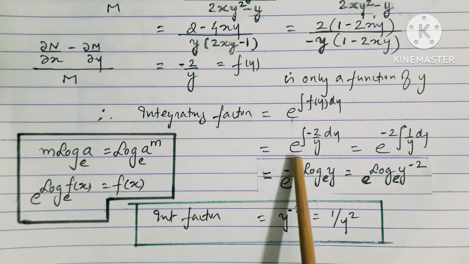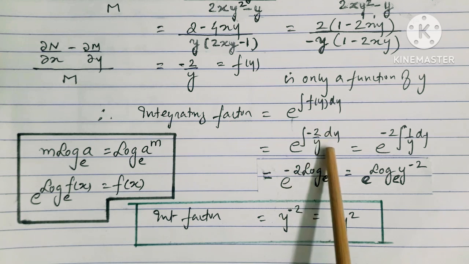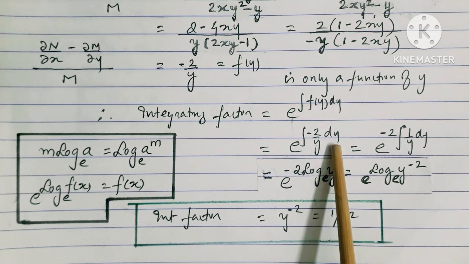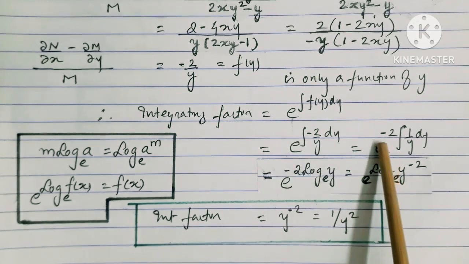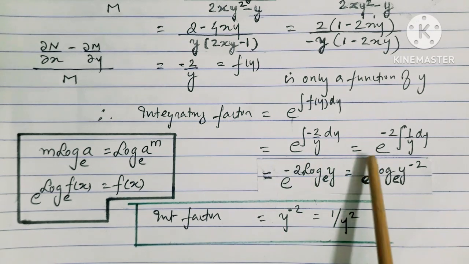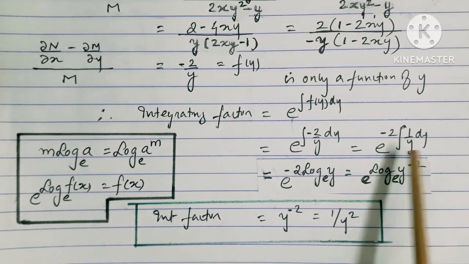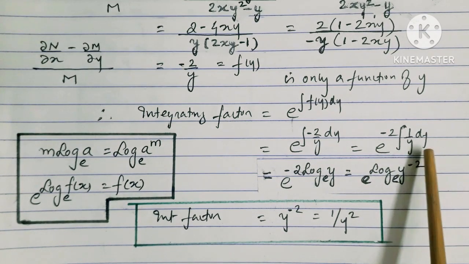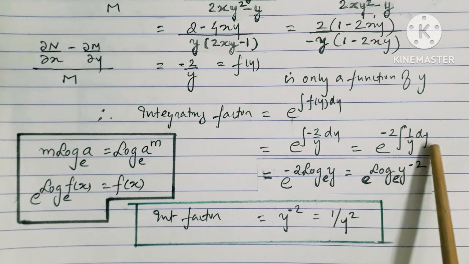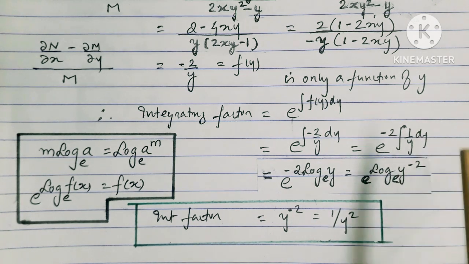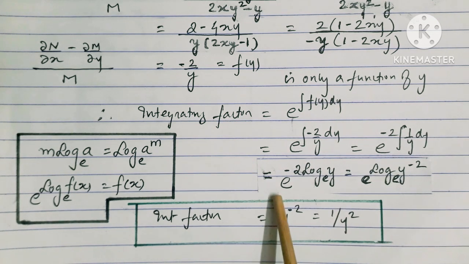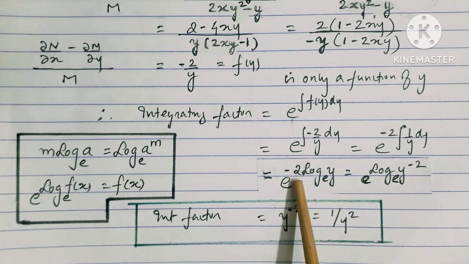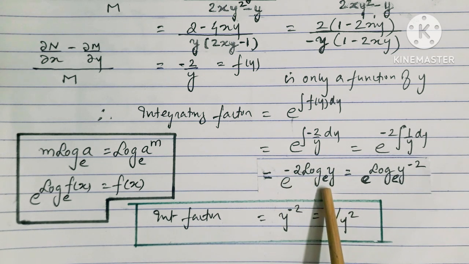Therefore, the integrating factor would be e raised to integral minus 2 by y dy. Now, we can pull the minus 2 sign outside the integral as minus 2 is a constant. So, the integrating factor would be e raised to minus 2 integral 1 upon y dy. Now, integral of 1 upon y dy is equal to log y to the base e. So, the integrating factor would be e raised to minus 2 log y to the base e.